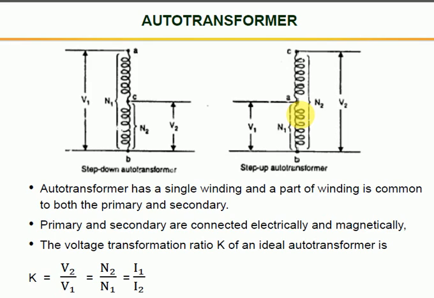When we talk about the transformer ratio, it is the same as in a two winding transformer. For example, in a two winding transformer the transformer ratio is the secondary voltage to the primary voltage, the secondary number of turns to the primary number of turns, and the primary current to the secondary current. Likewise here we have V2 upon V1 is equal to N2 upon N1 is equal to I1 upon I2, as in a two winding transformer.